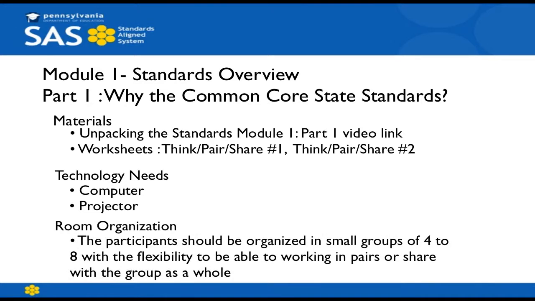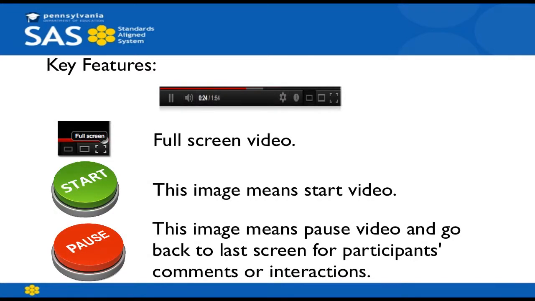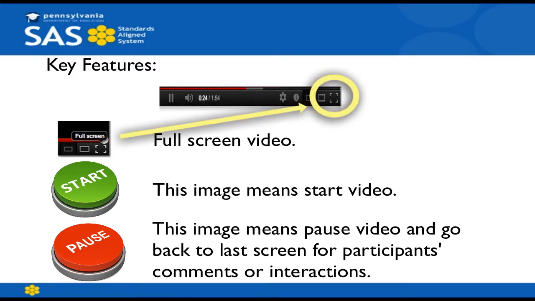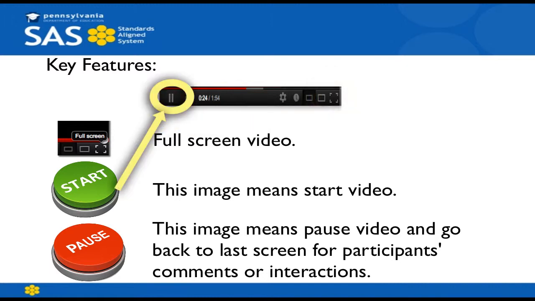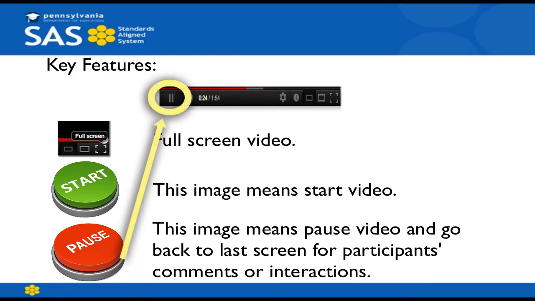Room organization. The participants should be organized in small groups of 4 to 8 with the flexibility to work in pairs or share with the group as a whole. Key features in using this video: the last icon on the video bar denotes how you can make your video full screen. The green start button denotes the area where you would start the video to be used with participants. When you see the red pause button, this means pause the video and go back to the last screen for participants' comment or interaction.